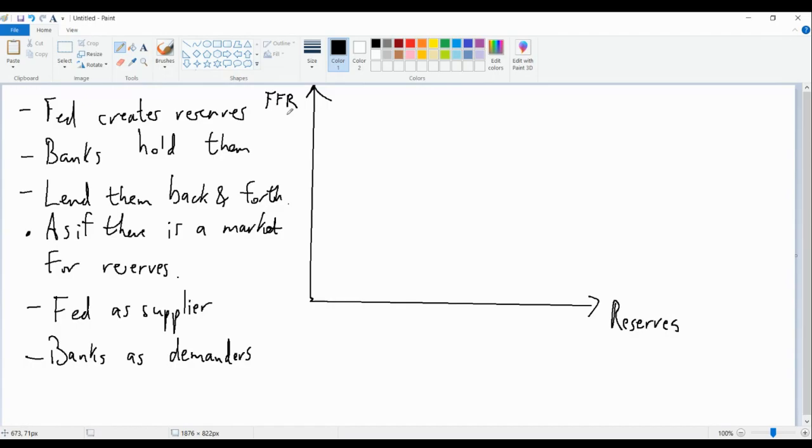So we can think of the interbank market for reserves in demand and supply terms, with the federal funds rate as the price or opportunity cost of reserves. If you want reserves, that's what you have to pay. If you have reserves, that's what you're giving up. And now let's look at the supply and demand.